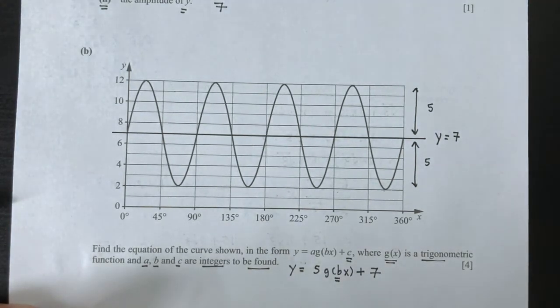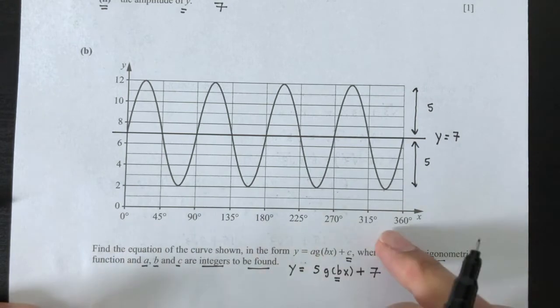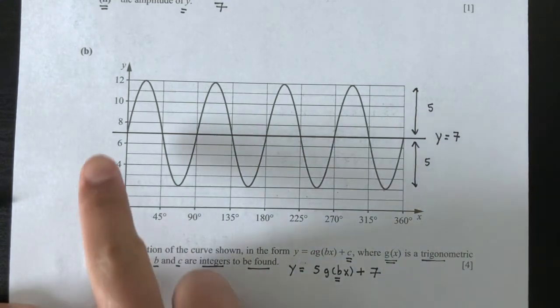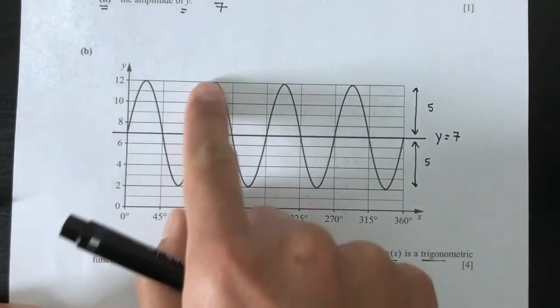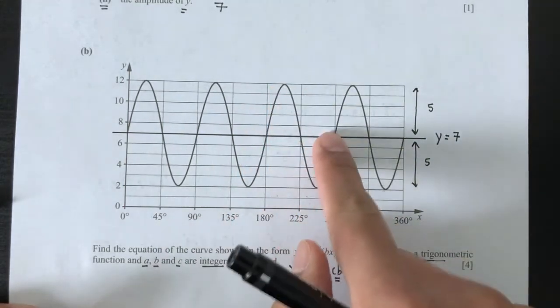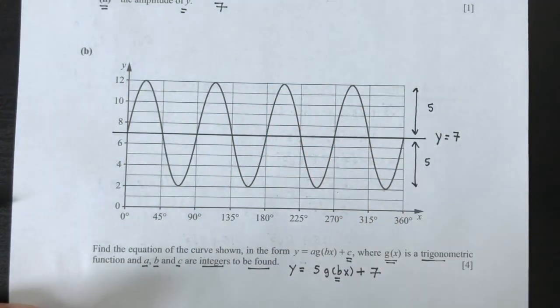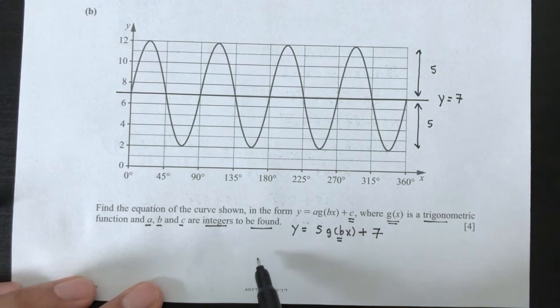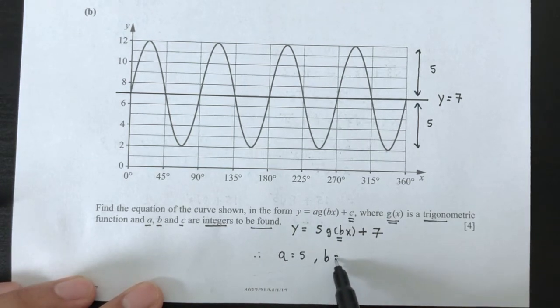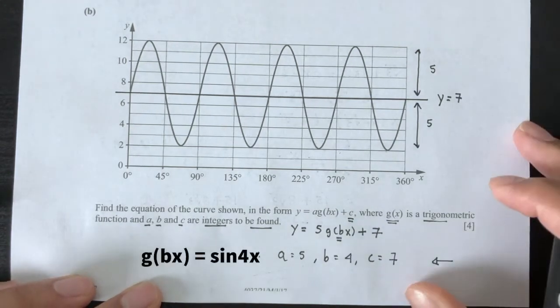And finally, we have to find the value of b. B is the number of cycles in 360 degrees. So let's count. We have 1 cycle, 2 cycles, 3 cycles, and 4 cycles. So b will have to be 4. In that case, you have found the values of a is 5, b is 4, and c is 7. And that is your question number 4.